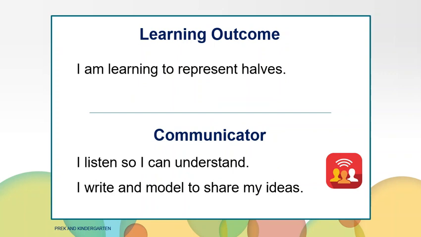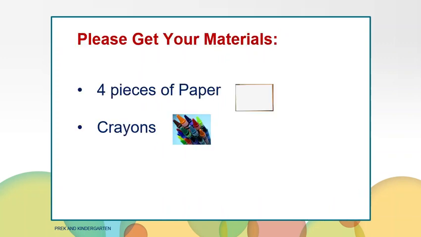Our learning outcome for today is to represent halves. You can work on your communicator skills by listening so you can understand. Think about how communicators write or model to share ideas when I have you work on the math problems later. I want you to get 4 pieces of paper and crayons.